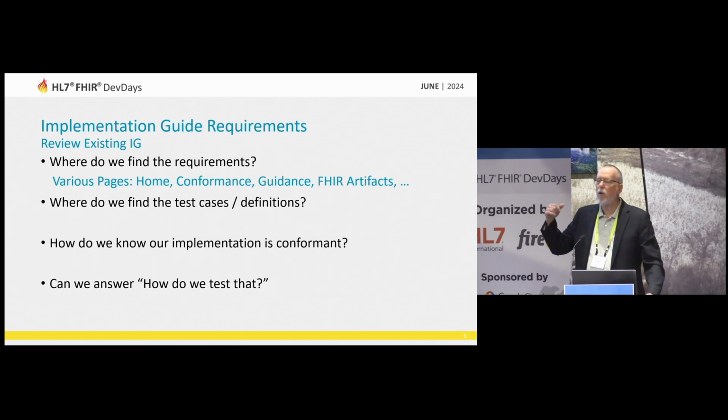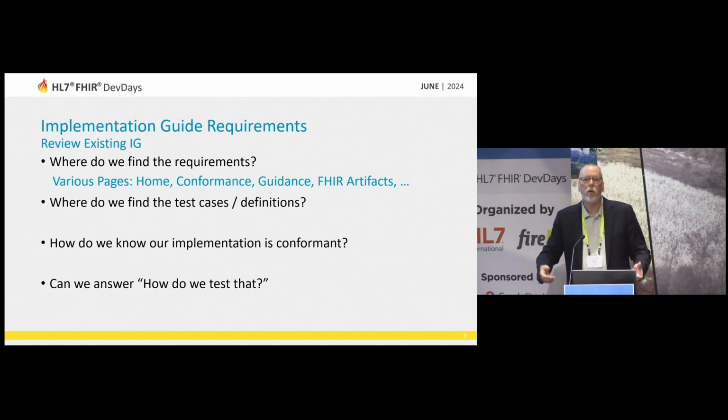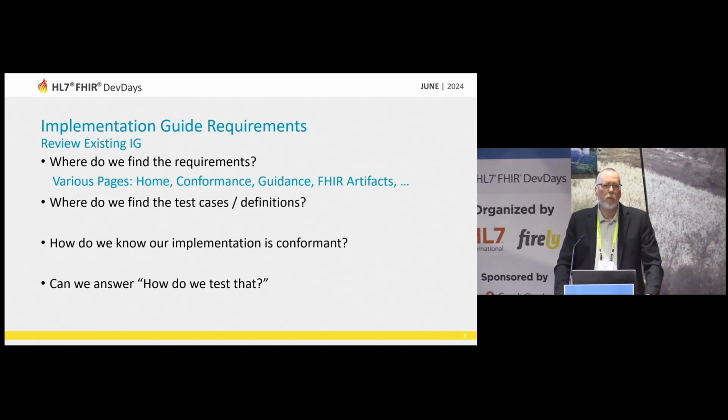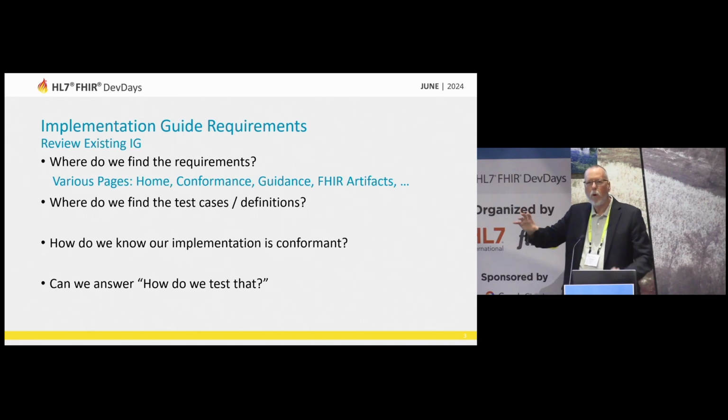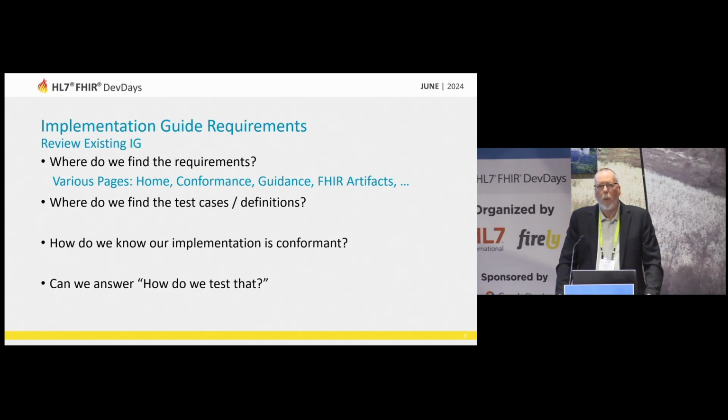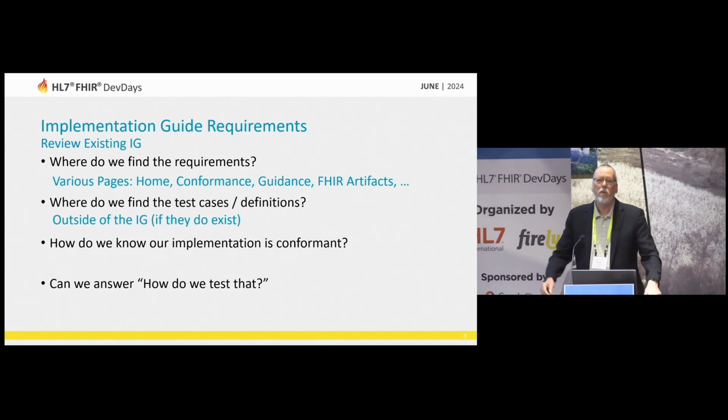But you'll find things on the home page. You'll find things on something called conformance or guidance. We now have the FHIR artifacts page, so all of your conformance resources are listed nicely there. Well, okay, great. Our requirements are there. We can kind of go through the IG. Where do we find test cases and definitions? Typically, they're going to be outside the IG.